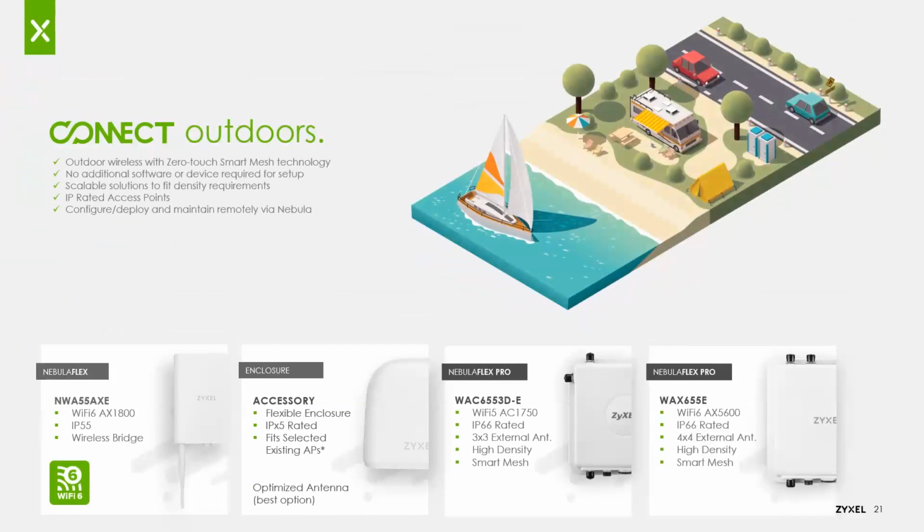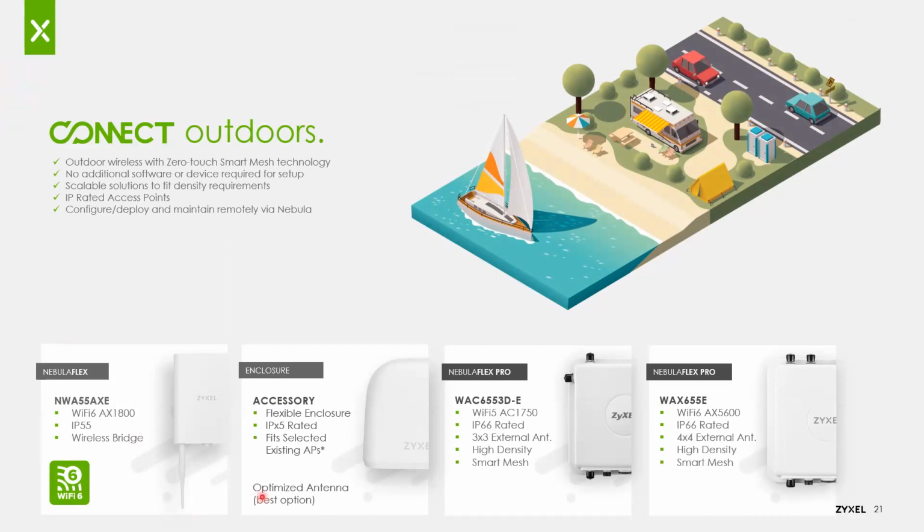We do have a number of different outdoor solutions that are currently available for you. On the low end side of things here, we have the NWA 55AXE. So that's an IP55 rated lightweight outdoor access point. It's Wi-Fi 6 AX 1600 with 2 external antennas.